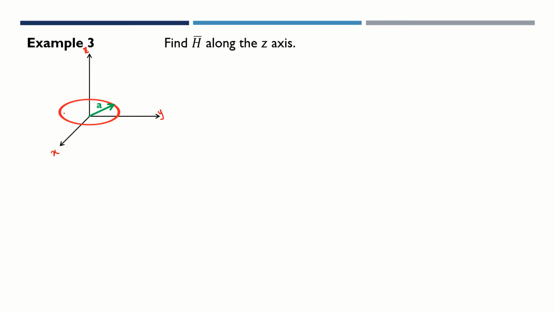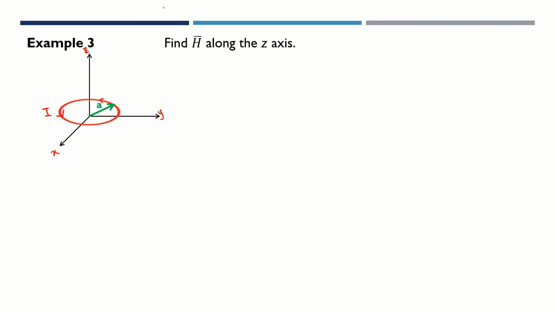Let's assume that the current flowing inside here is an anti-clockwise current, and the total current flowing inside here is I. This is just like a tube, like a wire, but in a circle shape. So what they ask you is to find H along the z-axis.